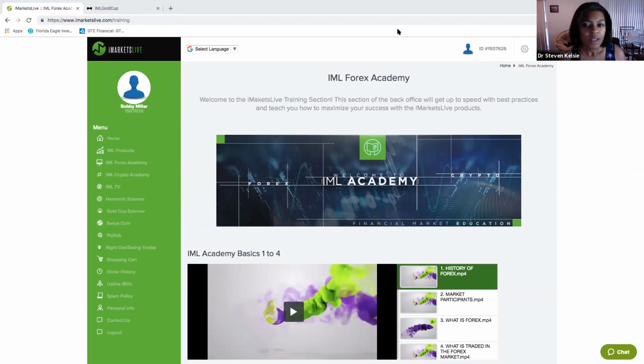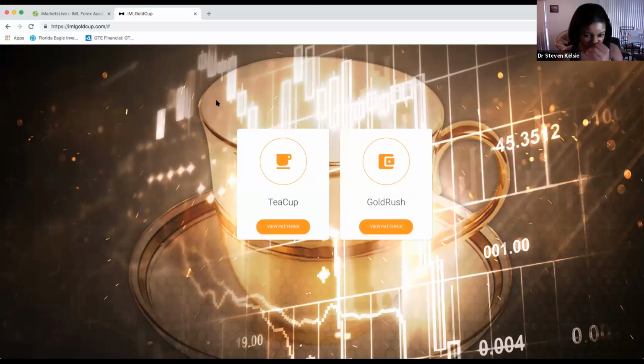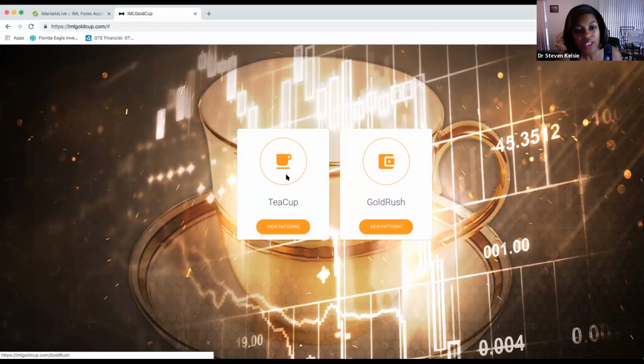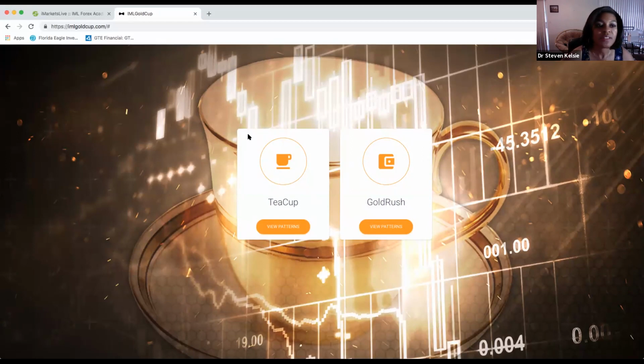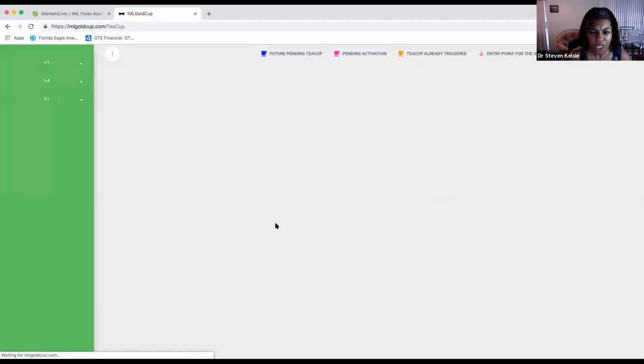Also, what they just rolled out is the IML Gold Cup. Okay, thank you guys for your thumbs up. The IML Gold Cup, where you have your teacup and you have your Gold Rush. Now, in order to get to the IML Gold Cup, if you have not already, jot this URL down, imlgoldcup.com, so you have that. And you use your regular login that you would use for your back office. Then you would pick the teacup where you view the patterns, or you pick the Gold Rush and you view the patterns, whichever you prefer.